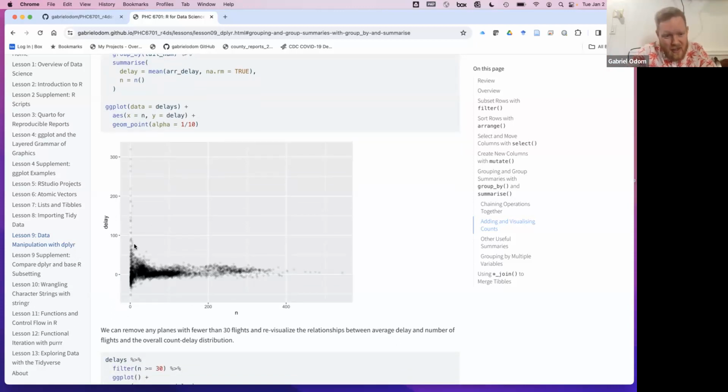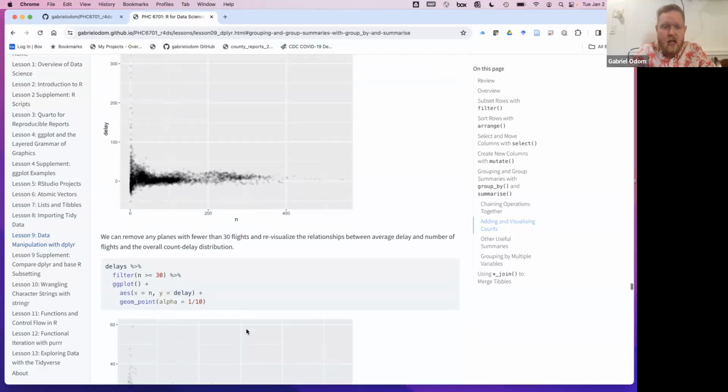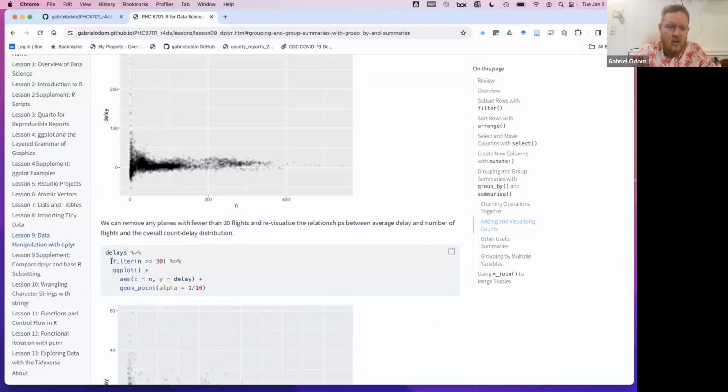But the other side of this is, we're not really able to see what's going on, because there's a whole cloud of points here closer to, let's say, fewer than 30 flights or fewer than 20 flights. So what we can do is get rid of all of the planes that didn't fly at least 30 flights, because if we want to take averages, we want to have at least 30 flights to work with. So let's cut out those. We're going to start with the delays data set, and then remove any planes that had fewer than 29 flights, i.e. keep all of the planes that have more than or equal to 30 flights.